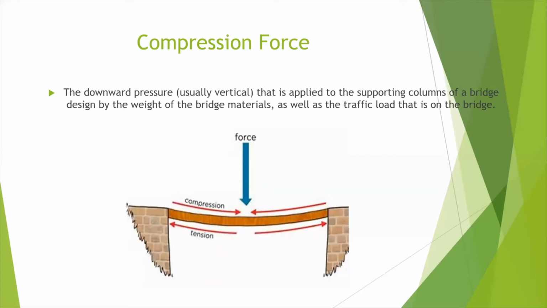And compression and tension is present in all bridges. All bridges have an element of compression and tension. And those two forces, they affect and they determine whether the structure of a bridge fails or not. So if that isn't calculated accurately when the bridge is being designed, then that bridge could potentially fail.